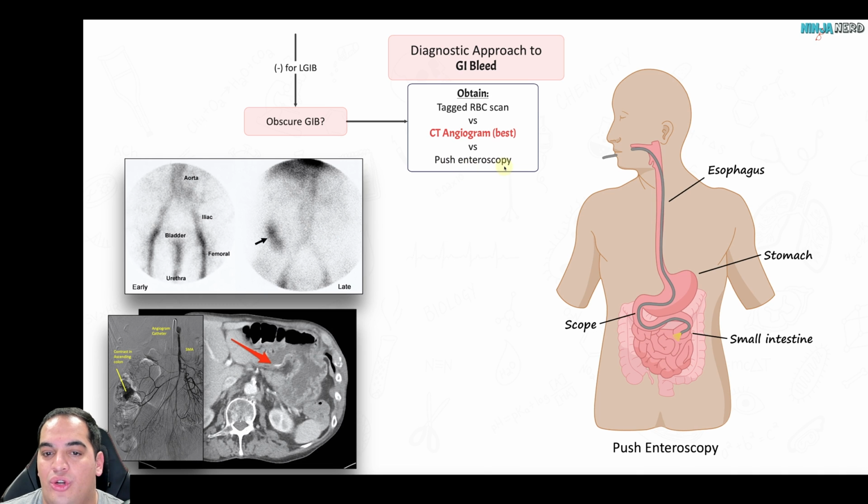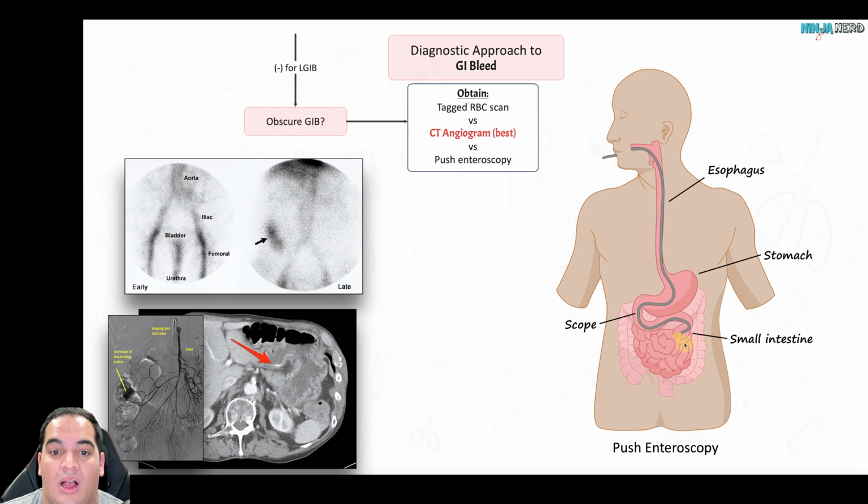Another test that they could do is called a push enteroscopy. So let's say they're going to do an endoscopy again, an upper EGD again. You could just say, all right, I'm going to go a little bit further down into the other parts of the small intestine. Maybe I'm missing it. It's in the jejunum and the ileum. And so you can do a push enteroscopy if you really think that the bleeding could be a little bit further down.